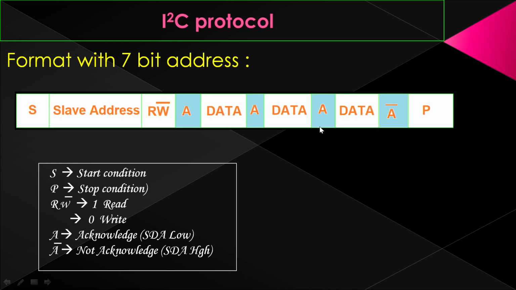I am Srikanth. Today we'll see the format with 7-bit address. Using this format, the master can address the slave and start transferring data to the slave, or the master can read data from the slave.